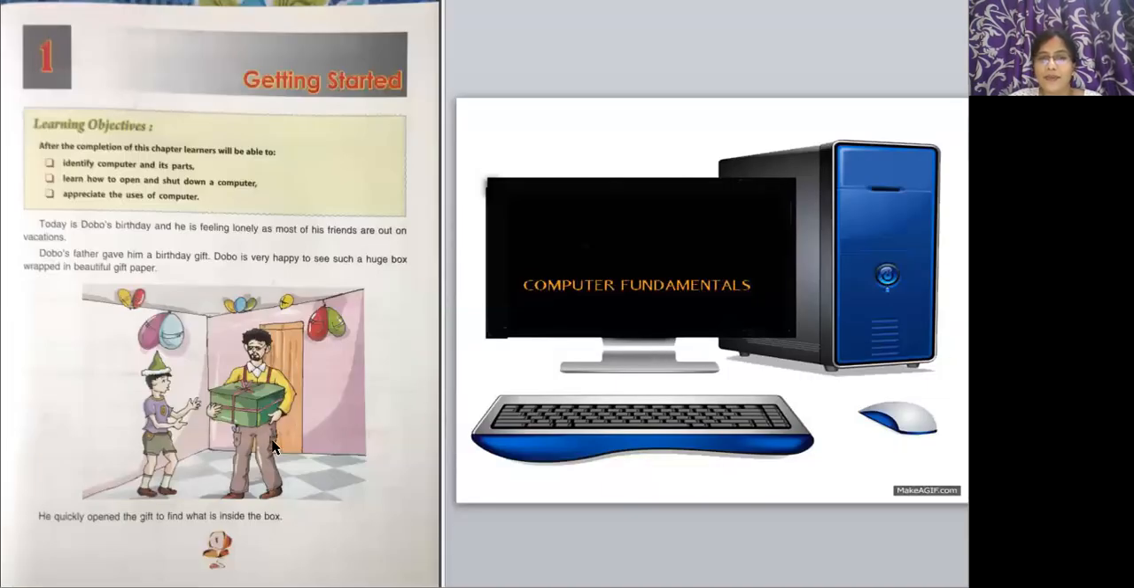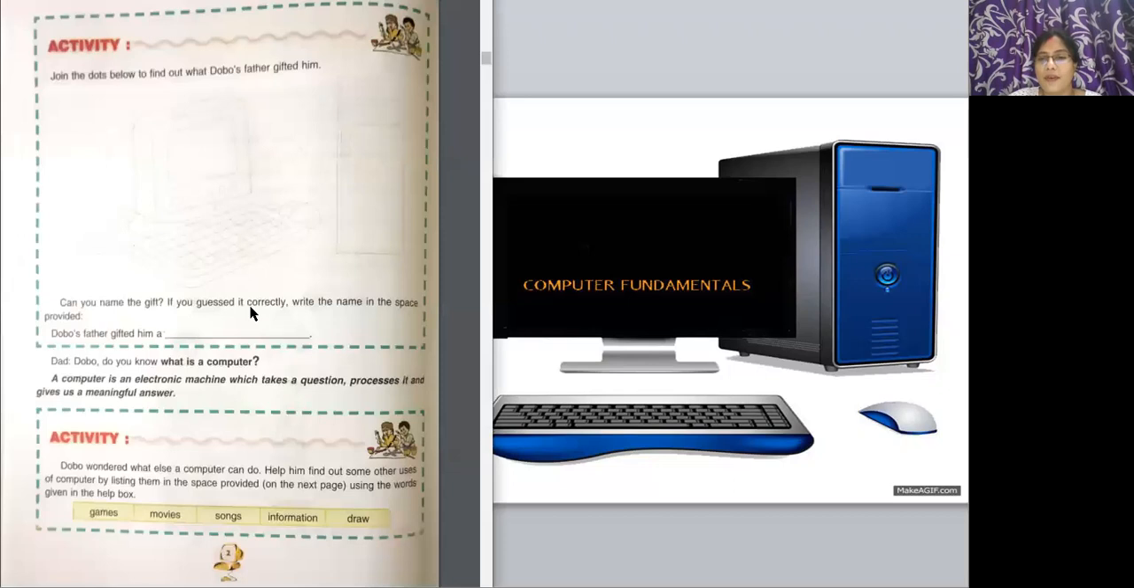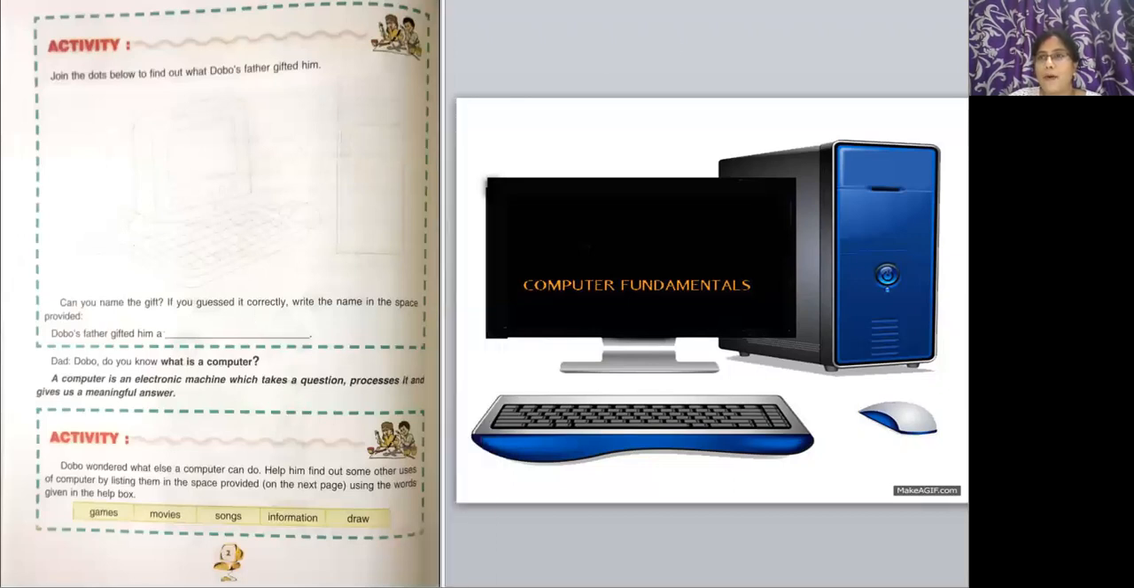Yes, he found a computer system in the box. Now you are able to understand the gift which his father bought for him. It is the computer. To understand whether Dobo knows about the computer system or not, his father asked Dobo, do you know what a computer is? A computer is an electronic machine which takes the question from us, works on it, that is, processes it, and then gives a meaningful answer to it.